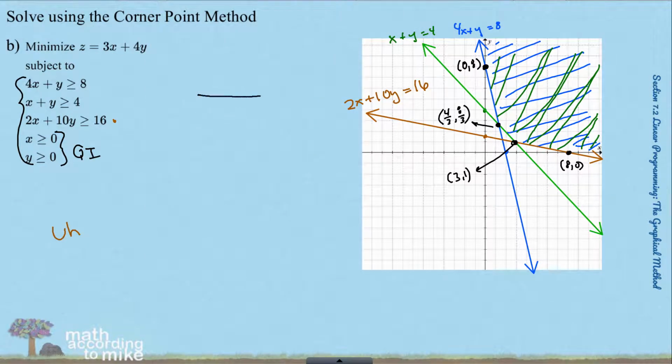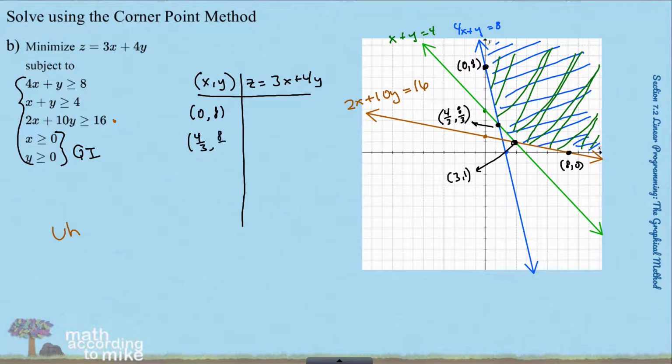So that was step 1. Make a little chart. We'll say x, y. We'll say z is equal to 3x plus 4y. List your corner points in any order. And you can plug them in.